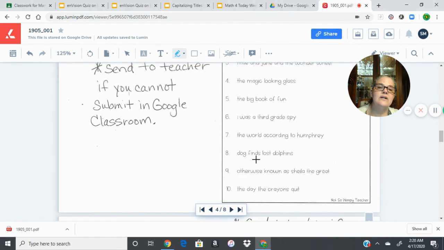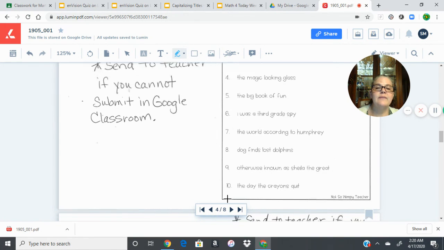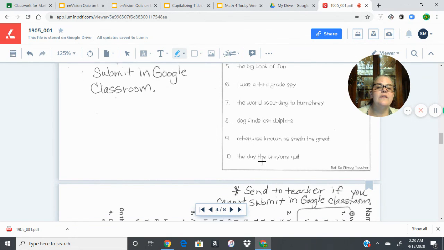Number 8, Dog Finds Lost Dolphins. And number 9, otherwise known as Sheila the Great. That's a good one. It's a good book to read. And then number 10, The Day the Crayons Quit. I believe we read that book. It's a pretty cute one.